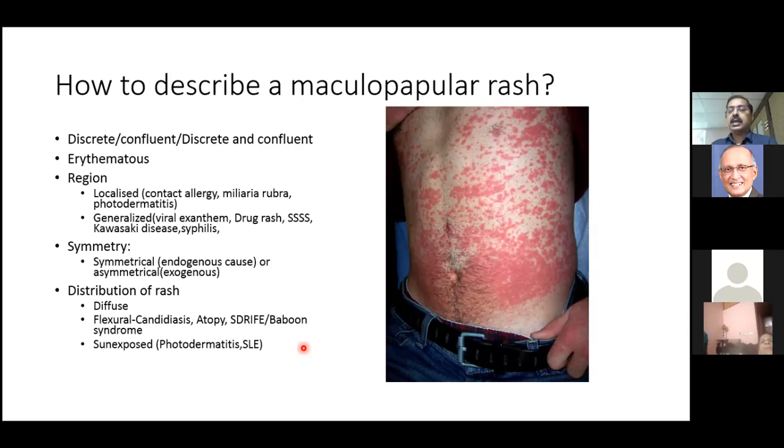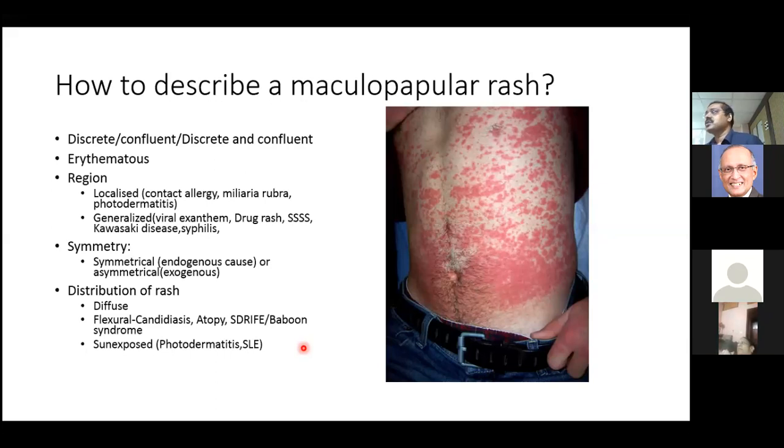Symmetry. If it is symmetrical, it means more likely it's an endogenous cause. If it is asymmetrical, occurring only on one part of the body, say for example an individual goes and lies down on an unused mattress, he would lie down on one side and develop a maculopapular rash on one side. So it means it is something probably exogenous, isn't it? Or he develops a maculopapular rash only below the legs. He recently went and did a little bit of gardening, and he had put his dhoti up.